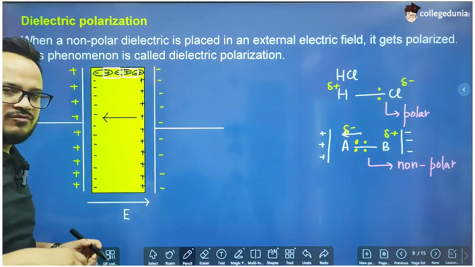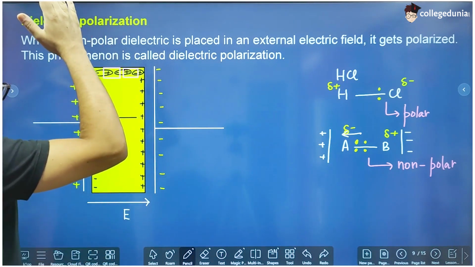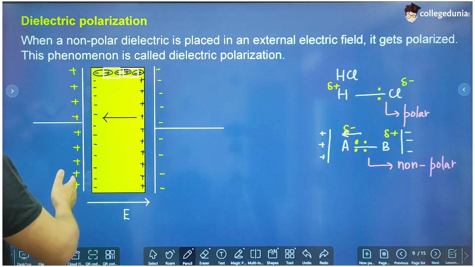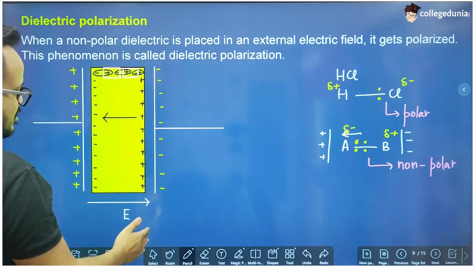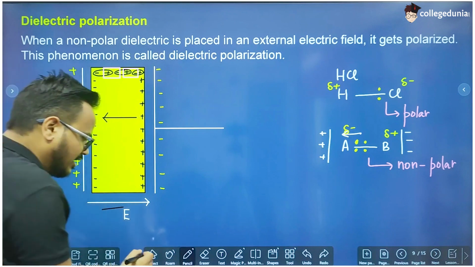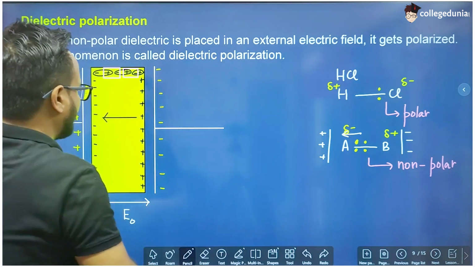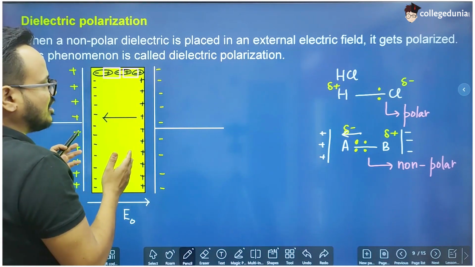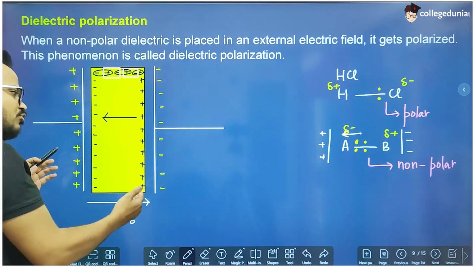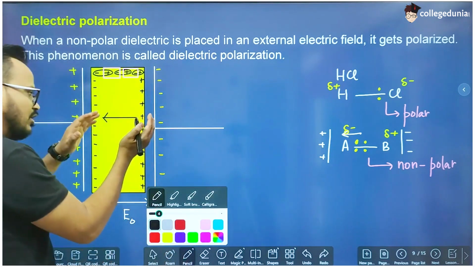Because electric field is always from positive to negative, and in the plates of the capacitor, this plate was positive, this was negative. So the direction of external electric field was like this. Let us take this external electric field as E naught, and direction of internal electric field will be opposite to this, because from positive to negative, if we make this internal electric field, it will be like this.